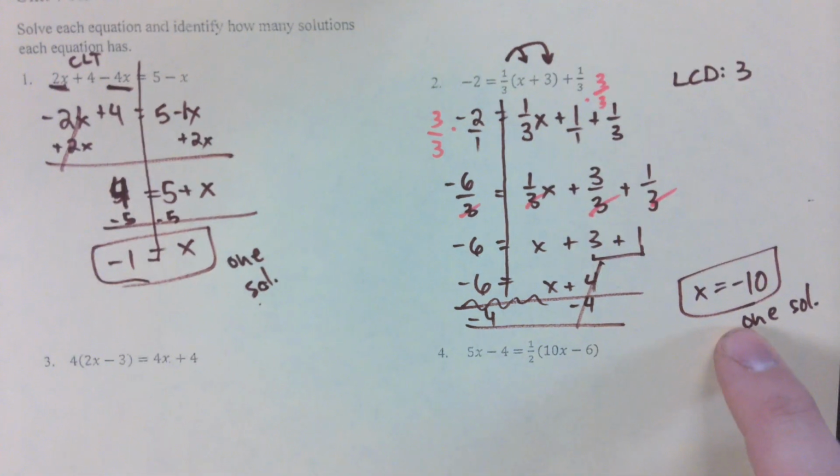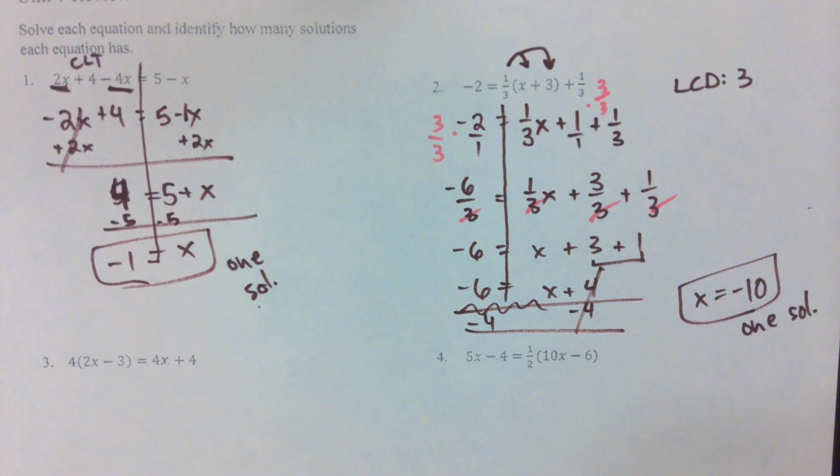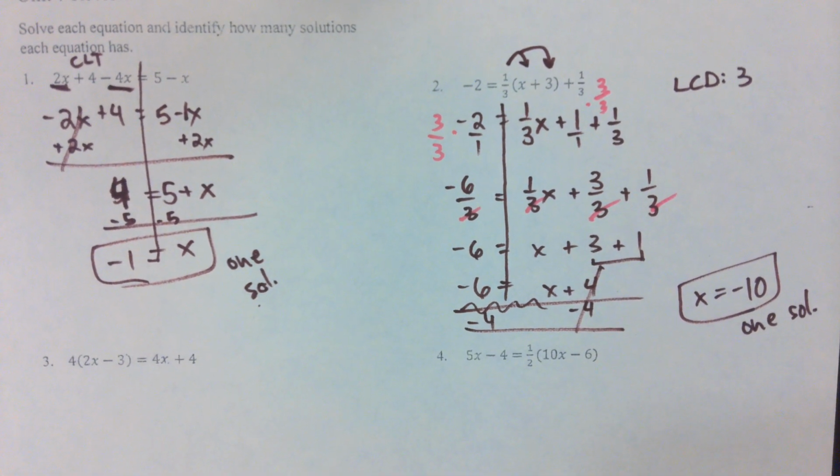So, negative 10 there for number 2. Not even any need to make an LCD table here. We only have one denominator.